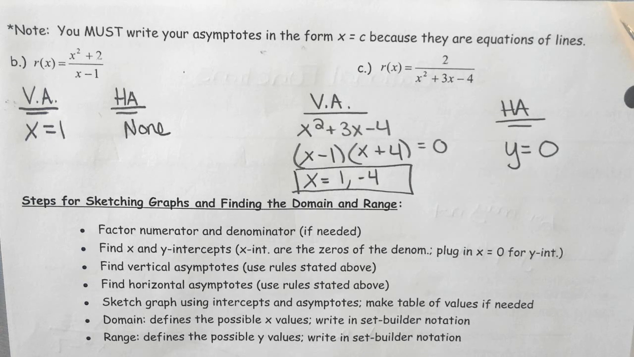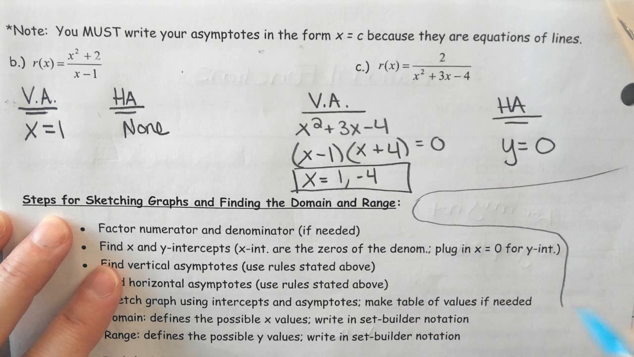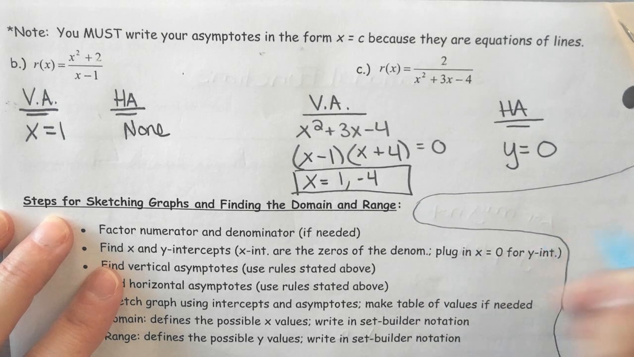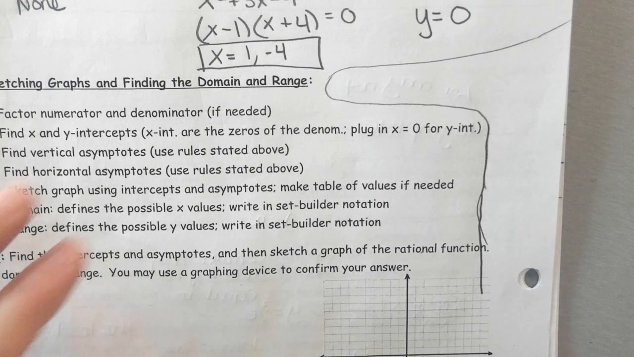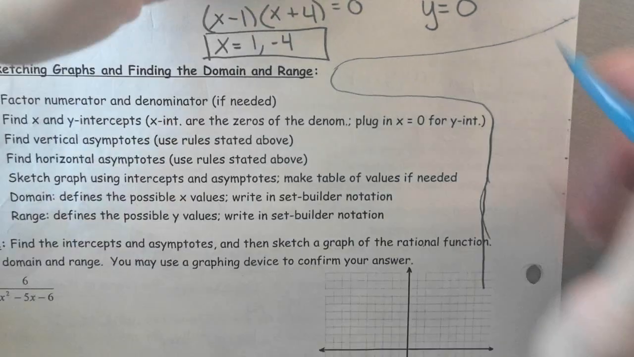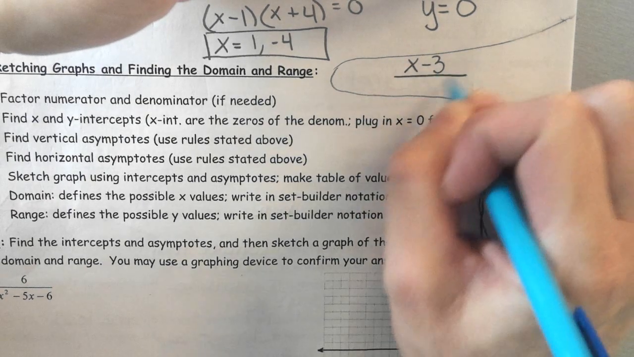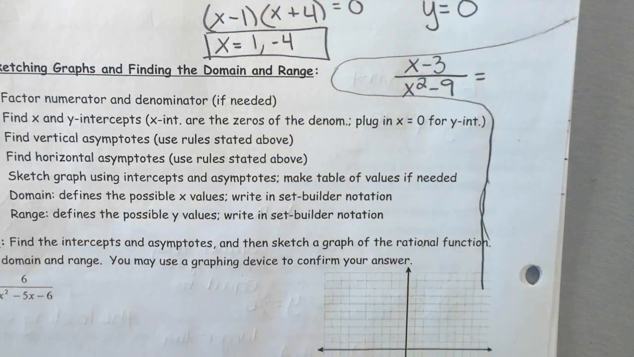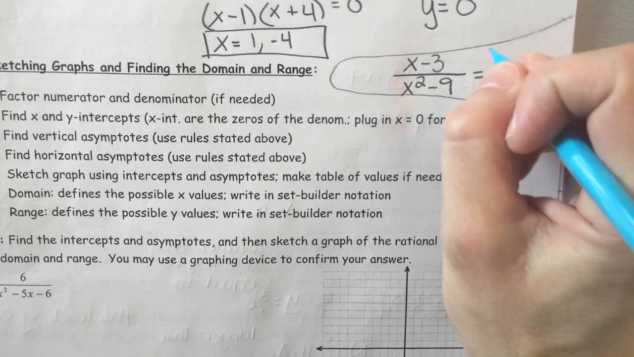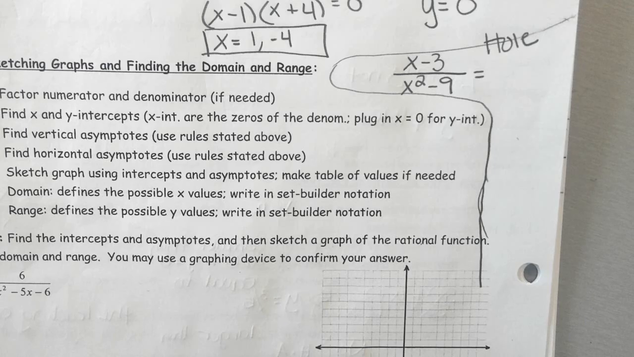One other thing I want to talk to you about that's not on this sheet, but I'd like to briefly mention it. Okay, give me a little space where you can write something. Let's say that we have x minus 3 over x squared minus 9. Okay, so this is a little note off to the side, and this is where we have a hole in our graph, is what we're going to talk about.